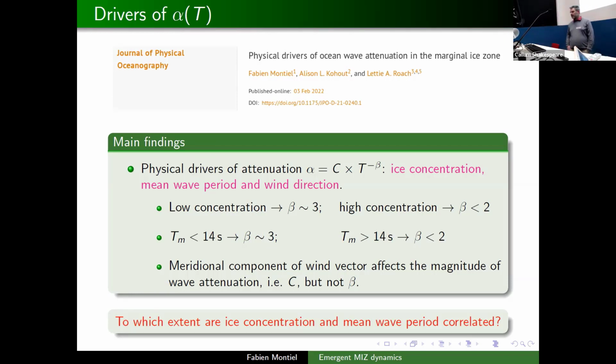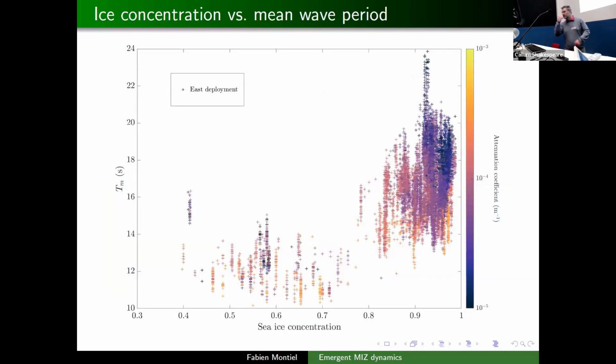Right, so like I said, we have this relationship between low concentration and low mean wave periods. So we wanted to see the extent to which these are correlated. And so we just did a scatter plot, and that's all the east deployment data. So that's the data we got when we had the 10 wave buoys when the ship went out. And it seems like there are two distinct groups here, roughly speaking. There's one for low concentration, low wave period, and one for high concentration, high wave periods.